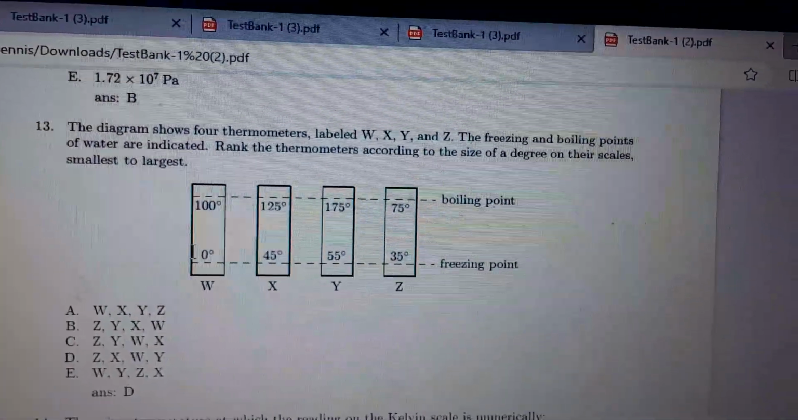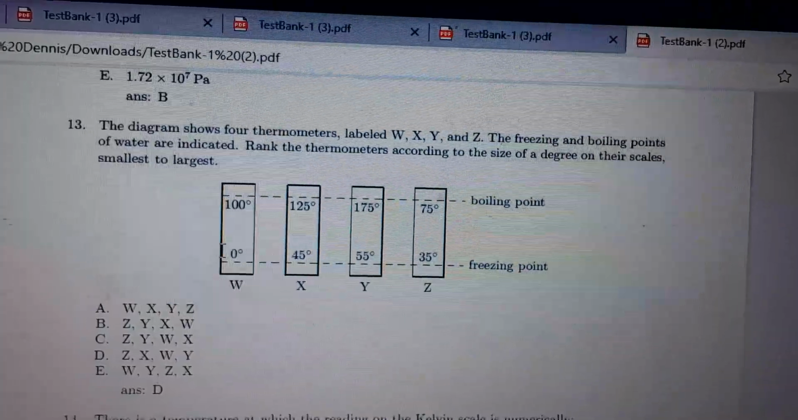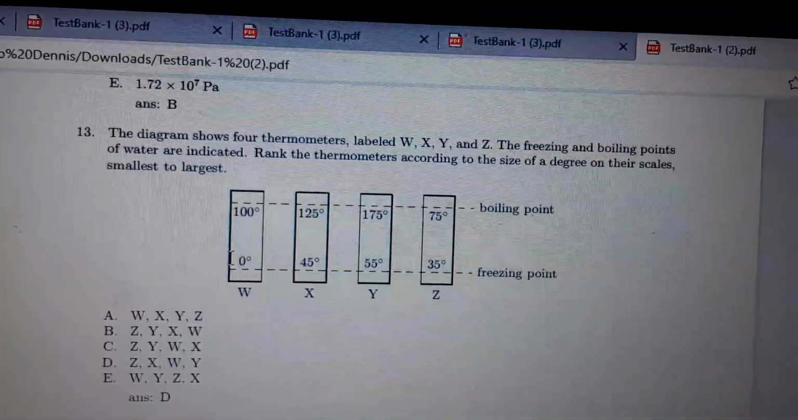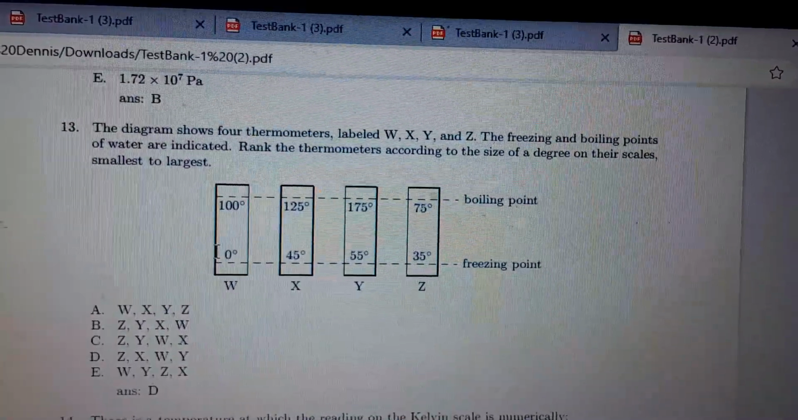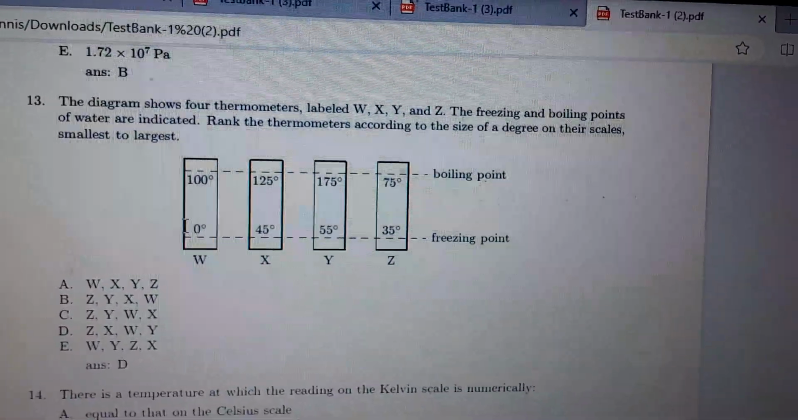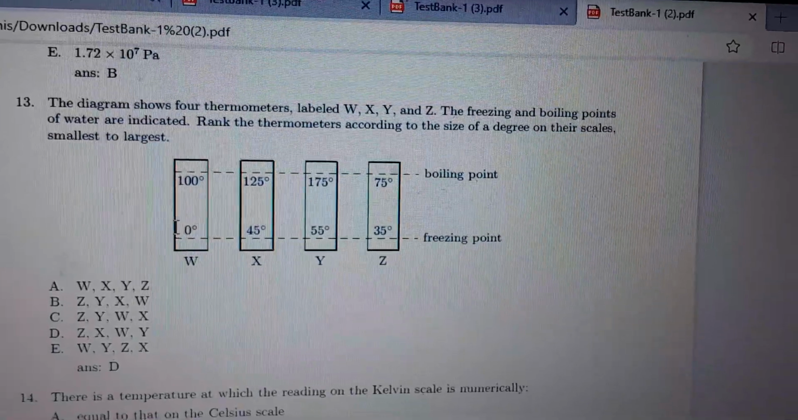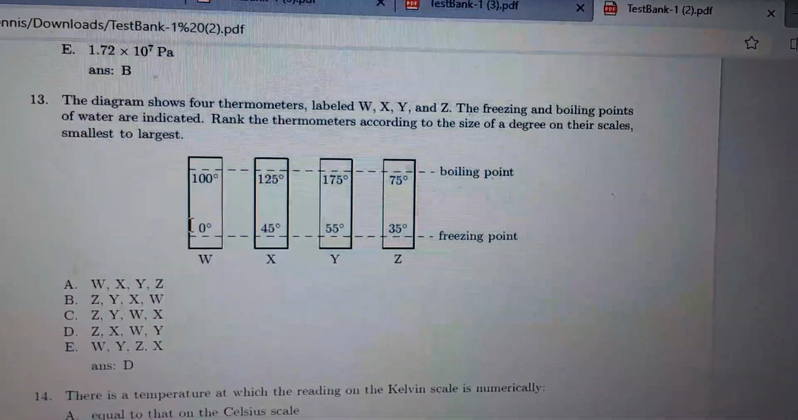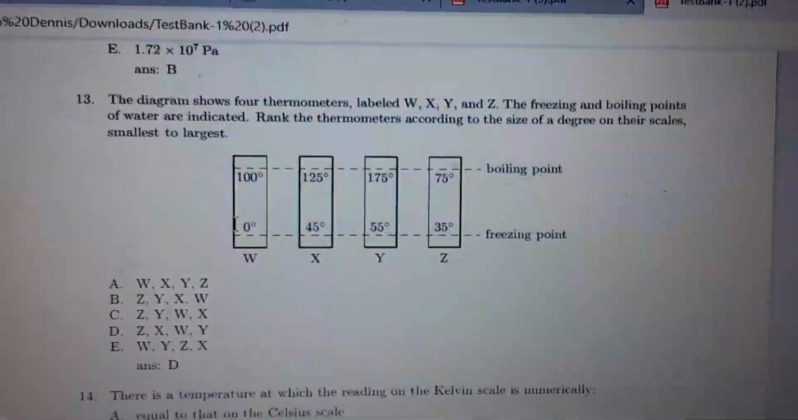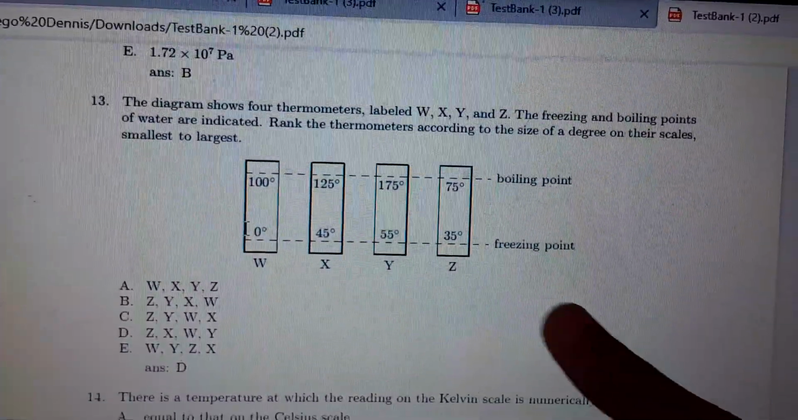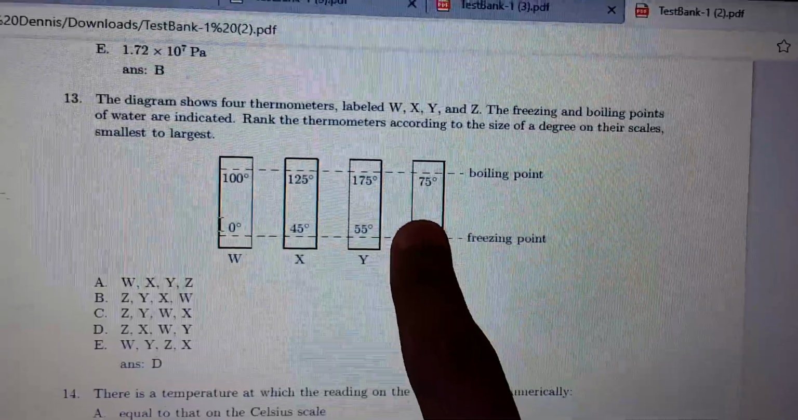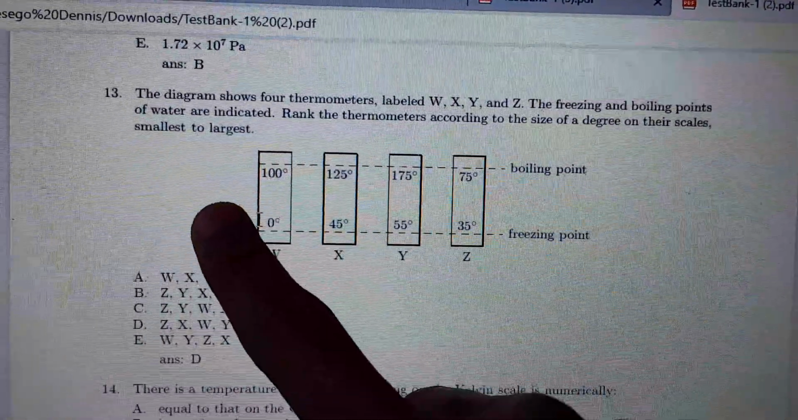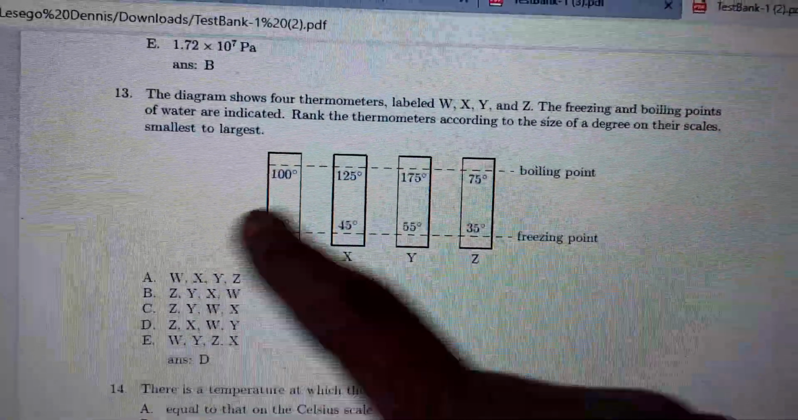Okay, the diagram shows four thermometers labeled W, X, Y, and Z. The freezing and boiling points of water are indicated. Rank the thermometers according to the size of a degree on their scale, smallest to largest. Okay, smallest to largest, D. So Z is the smallest, then this one, then this one. So it's 1, 2, 3, 4.